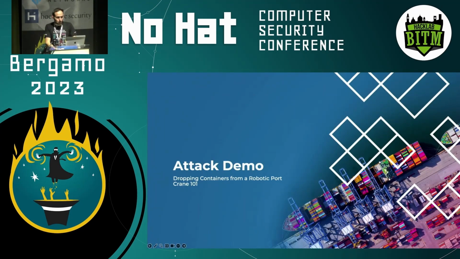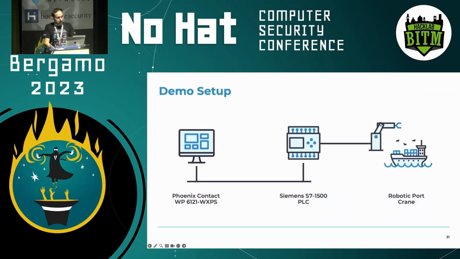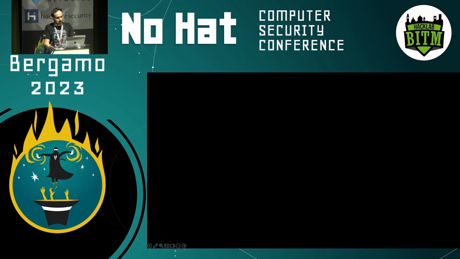Finally, the moment you were waiting for. So let's see how we were practically able to abuse some of the techniques proposed so far to tamper with an industrial process, namely a robotic port crane, while simultaneously manipulating the view to deceive an operator. By the way, in our demo, we used a Phoenix Contact HMI that is connected to a Siemens S7-1500 PLC that is controlling a robotic port crane. So let's start our demo.